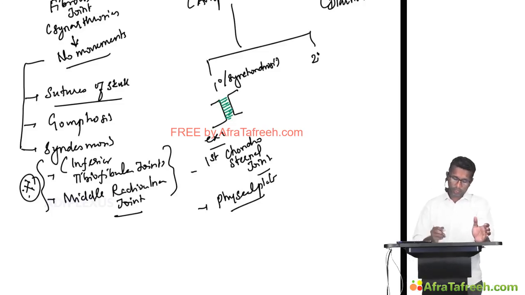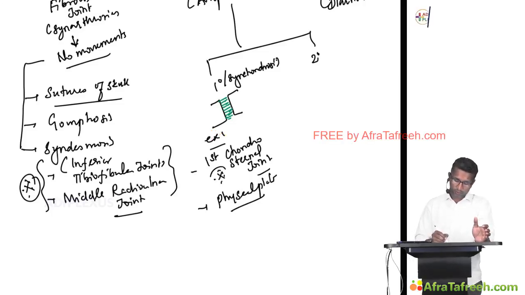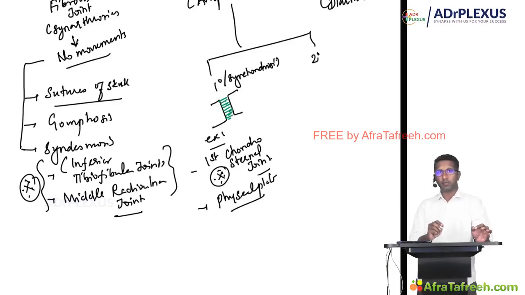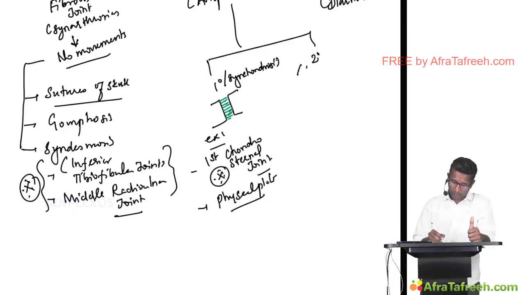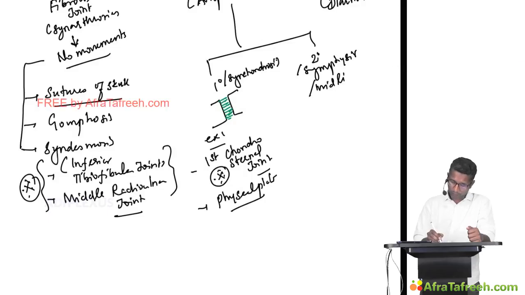Very, very important. This is one of the frequent questions which was asked. The first chondrosternal joint is an example of synchondrosis. Now, what is called a secondary cartilaginous joint? Secondary cartilaginous joints are also called symphysis. They usually lie in the midline of the body.